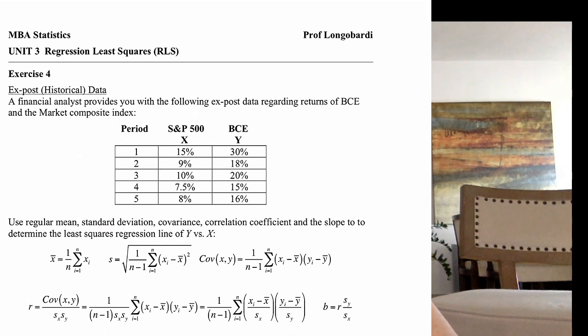We anticipate with 40% probability that there's going to be an expansionary economy, a boom. When there's a boom, the market indicator is high relative to the other times, and also BCE does well. In a normal state of the economy, with 50% chance, the index will be measuring that the economy is growing at 8%, or there's an 8% return, let's say it that way. And then for BCE, the measure of returns is 18%.